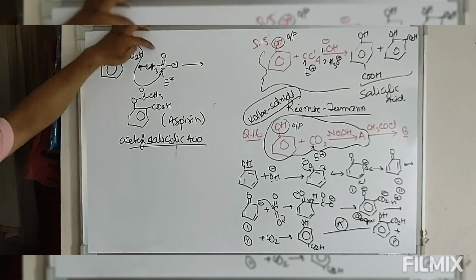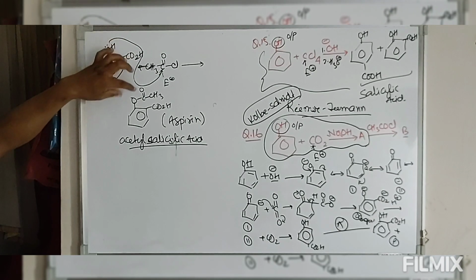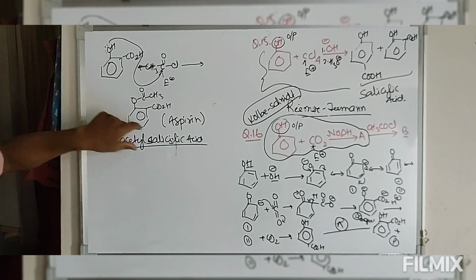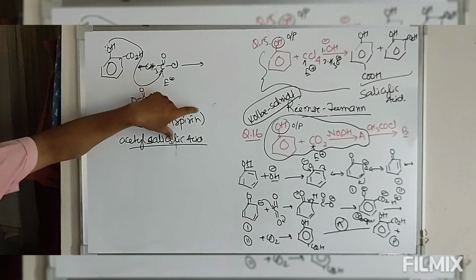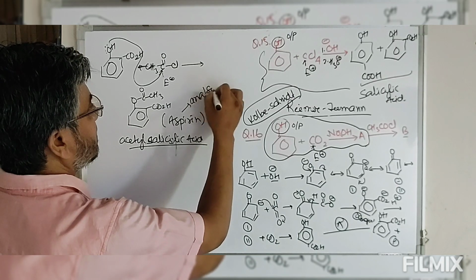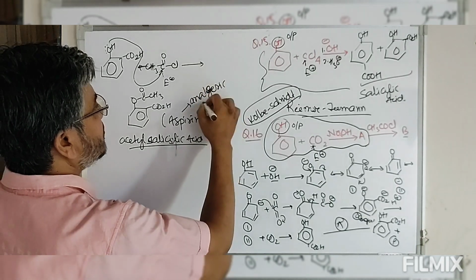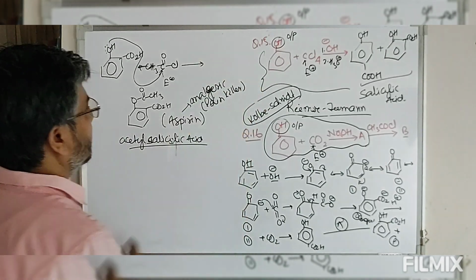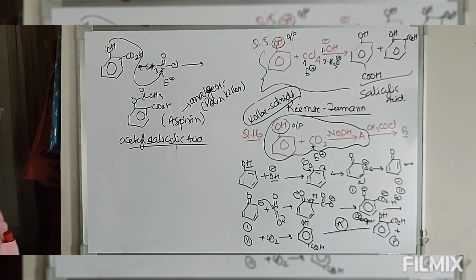So this reaction is acetylation. Acetylation gives you acetyl salicylic acid. The name is acetyl salicylic acid. This is also known as aspirin, which is nothing but an analgesic. Analgesic, that is painkiller. That is acylation of phenols.